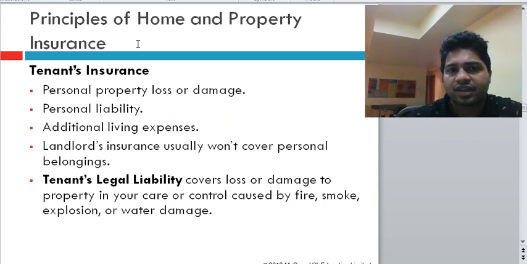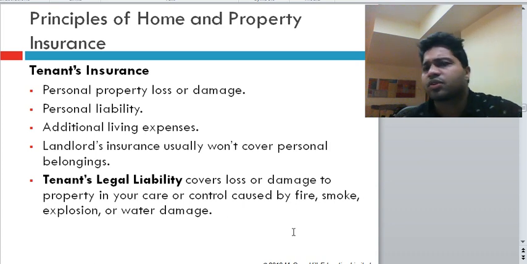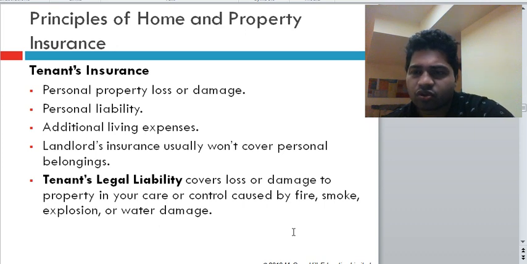Then there is tenant insurance. Tenant insurance considers personal property loss or damage, personal liability, and additional living expenses, and landowners' insurance usually won't cover personal belongings. Tenants' legal liability covers loss or damage to property in your own care or control caused by fire, smoke. If you're renting a place, you have your personal belongings in that rental place, and you also have a liability towards the landowner. If your personal belongings are stolen, it is not the responsibility of the landowner, so you have to bear the financial loss.